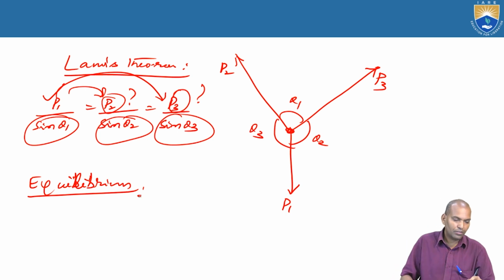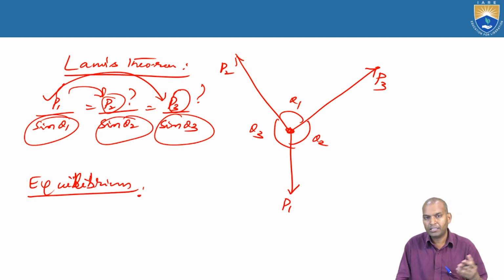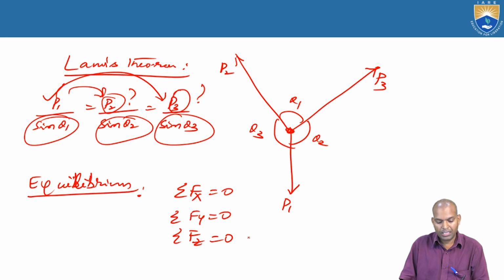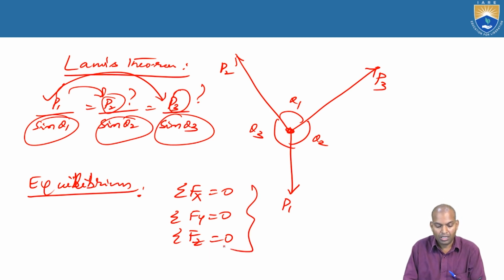In the case of equilibrium, if more than 3 forces are acting on your body and you want to find the resultant force, it can be calculated by using equilibrium conditions. That is, sigma fx equal to 0, sigma fy equal to 0, and sigma fz equal to 0, these are the equations, with sigma fz for 3 dimensions, and sigma m equal to 0, that is the moment equilibrium.